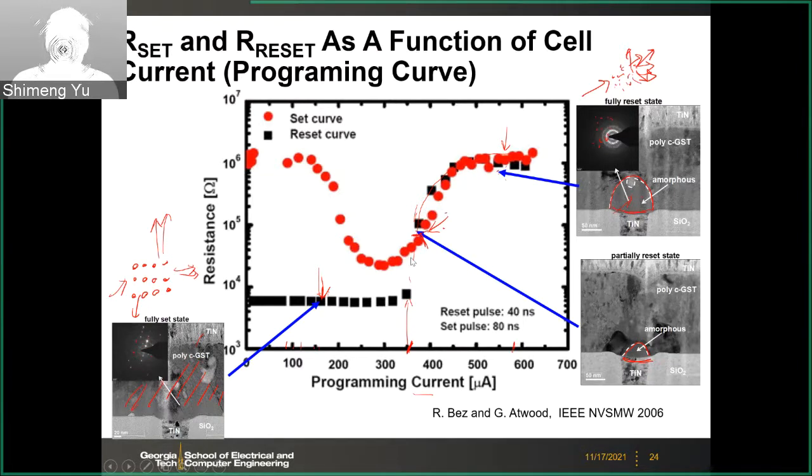So you really need to play with the pulse shape. For the reset, you apply a large and short pulse. And for the set, you have to apply a lower amplitude but longer pulse. So the amplitude is very critical. If the set amplitude is too high, then it will go through the reset again. This is not what you want.